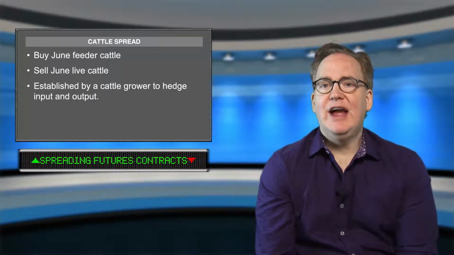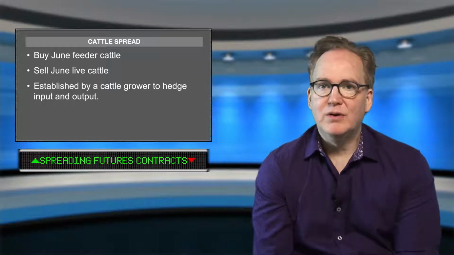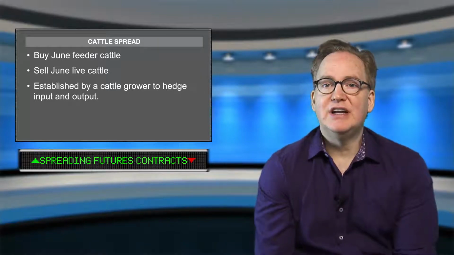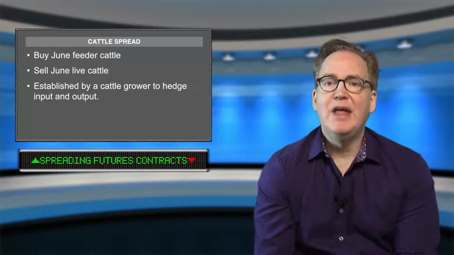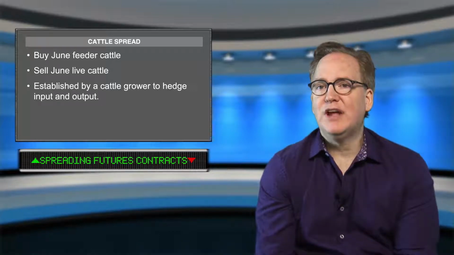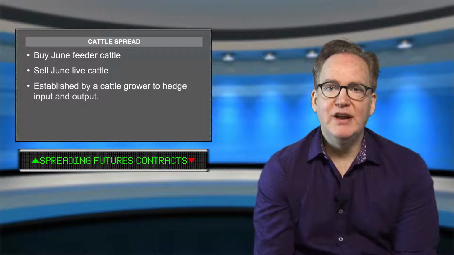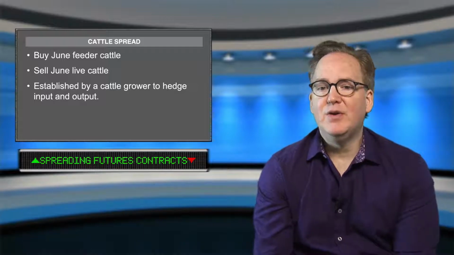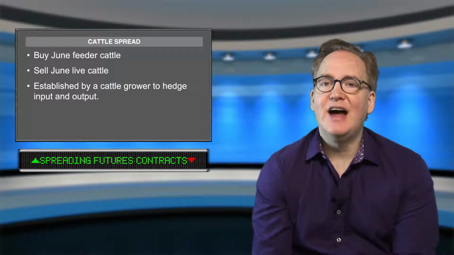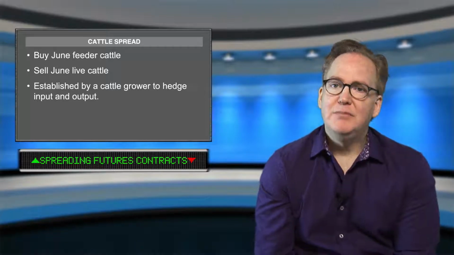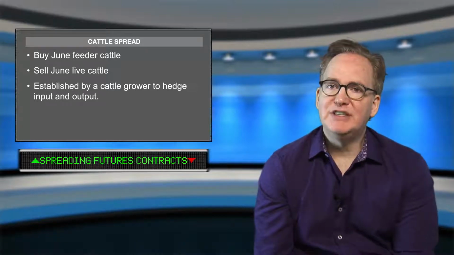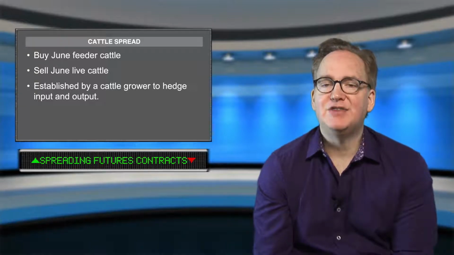Now, a cattle grower is someone who buys young, skinny cattle and raises them on the ranch by feeding them and turning them into adult cattle ready to go to market. And the cattle that are ready to go to market are known as live cattle. So a cattle rancher may want to hedge their business risks by putting on a cattle spread.